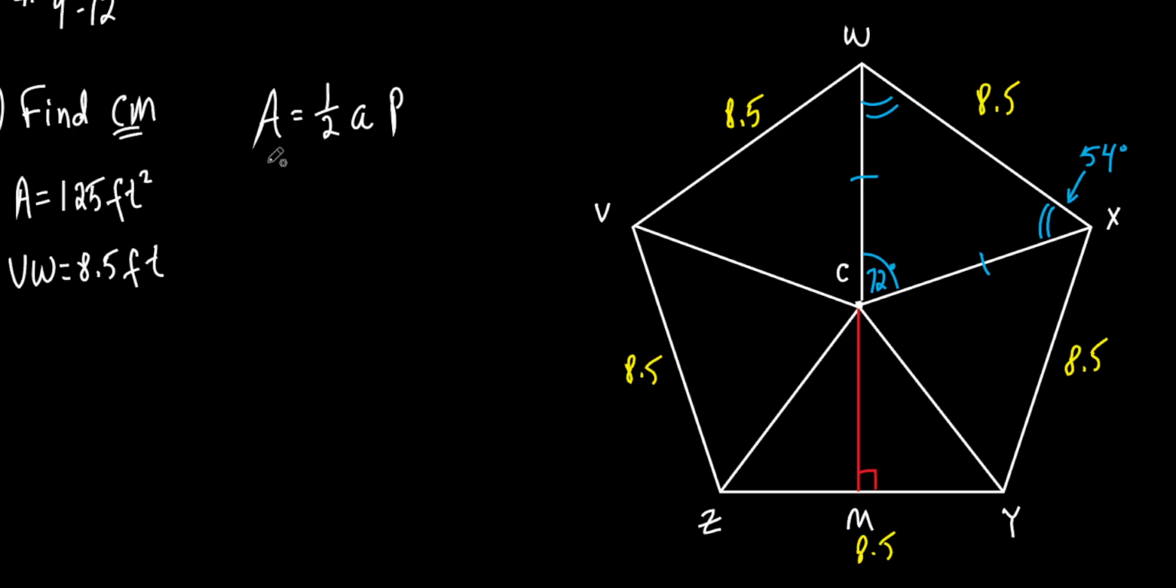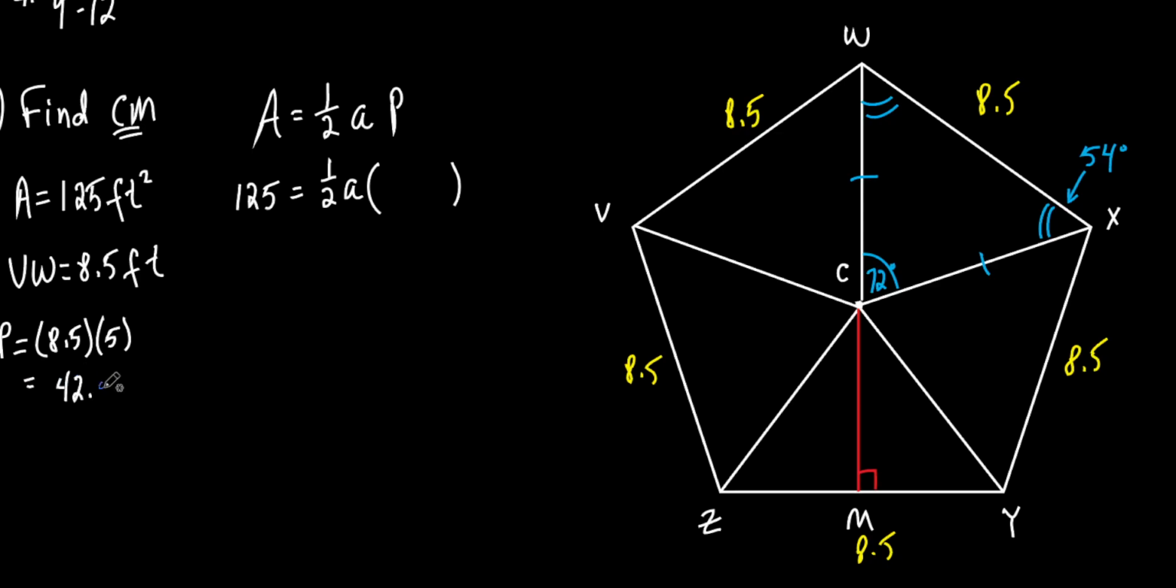So let's plug some stuff in. What do we know? Do I know the area? Yeah, they told us it's 125, so I'm going to put it in. 125 equals 1/2 times the apothem. Do you know the apothem? No, you don't. That's what you're trying to solve for. It says find CM, find the apothem. So I'm just going to keep that as A right there for apothem. You okay with that? What about the perimeter? Well, they don't really tell you the perimeter, but you can find the perimeter. Let's put it down here. Perimeter equals. How do I find the perimeter of this thing? You got it. 8.5 times 5.